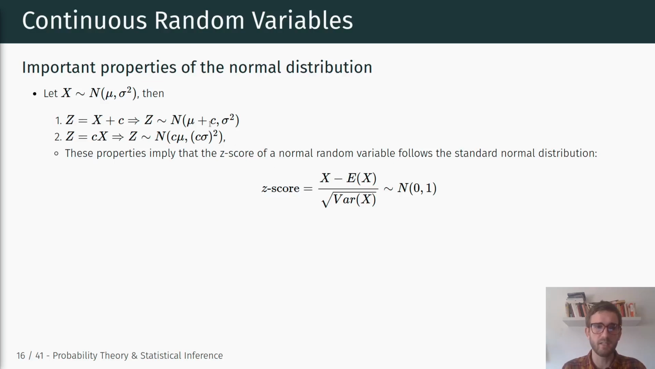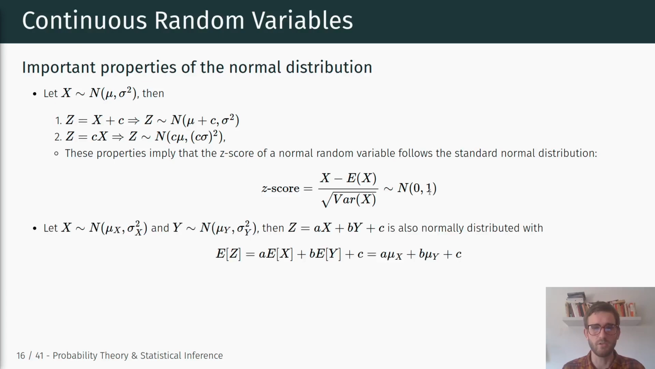Based on these properties, we know that normalizing a random variable by subtracting the expectation and dividing by the standard deviation implies that this new standardized random variable, the z-score, now follows a standard normal distribution with mean 0 and standard deviation of 1.